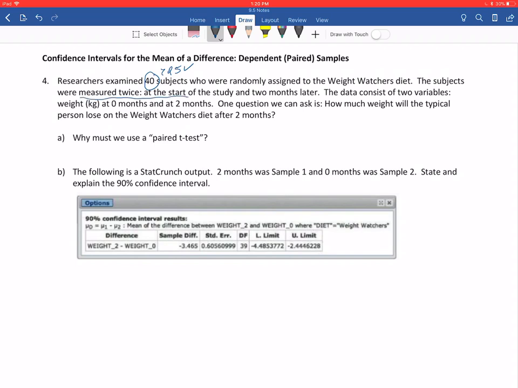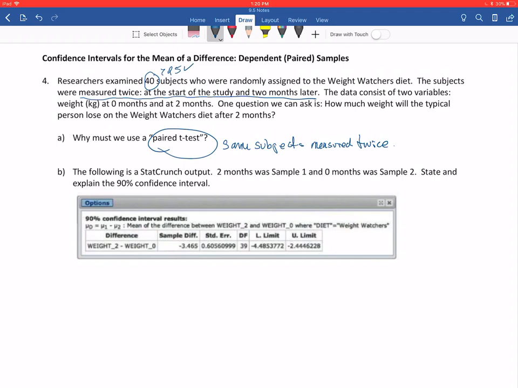This says the subjects were measured twice. So this is like a before and after situation. So right there is why we need to use the paired test. It was the same subjects measured twice. So that's a key before and after type thing that lets us know this is paired.